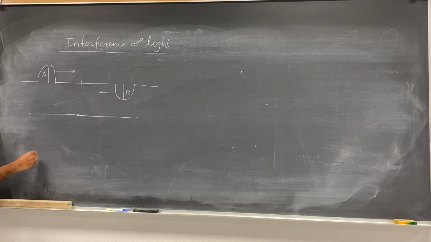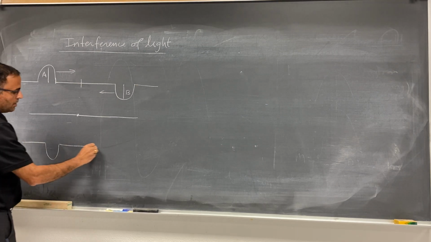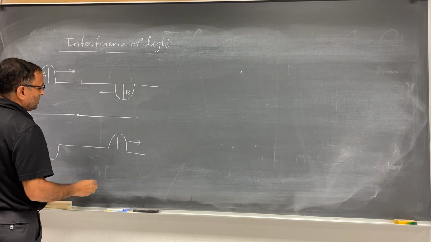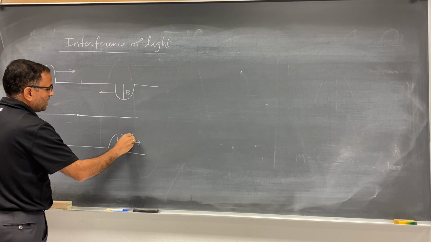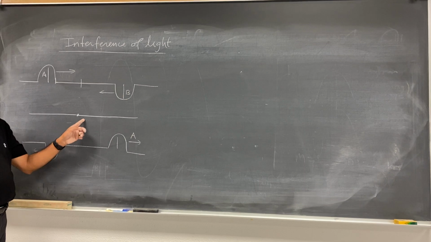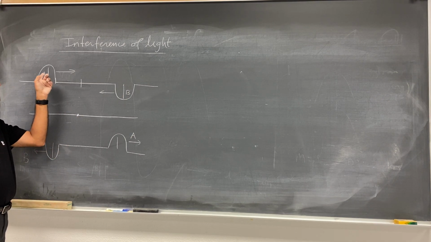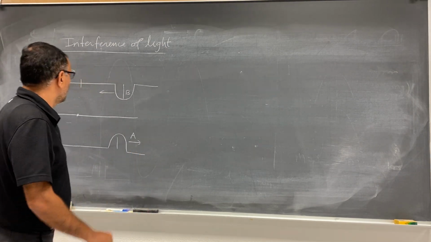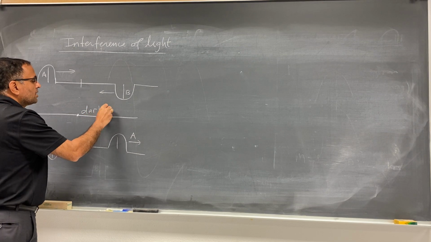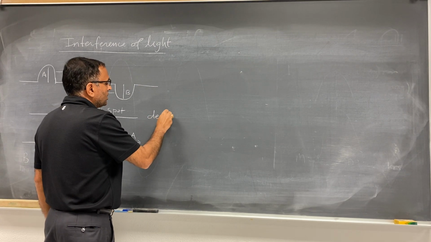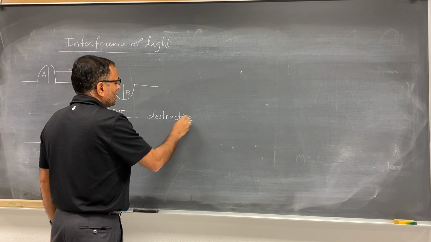And after interference, what happens? This is your A, and this is B. But here they cancel out. So if this is a light wave and this is a light wave and they interfere here, you don't see anything. That is like a dark spot there. And this is called destructive interference.